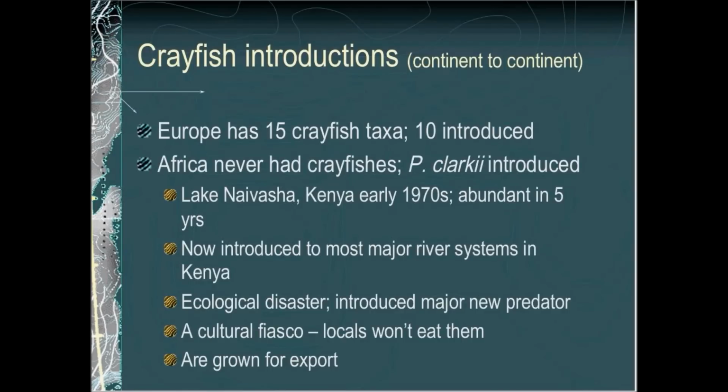I mentioned earlier that the continent of Africa never had crayfish. They introduced the red swamp crayfish as a food source for some of the indigenous peoples there, and as it turned out, it was an ecological disaster because they ended up introducing a new predator to the system, which really upset the balance of things. And as it turned out, the locals really didn't want it. And so now they raise it and they sell it, but they don't actually eat it themselves.